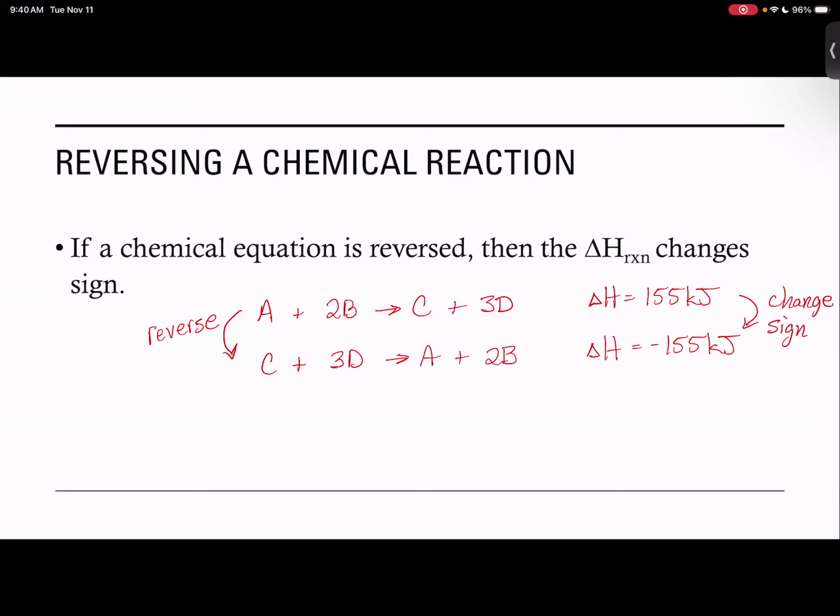Now, what happens when you do multiple functions on the same reaction? You can do multiple functions on the same reaction, and you're going to just do multiple processes on the enthalpy of the reaction.